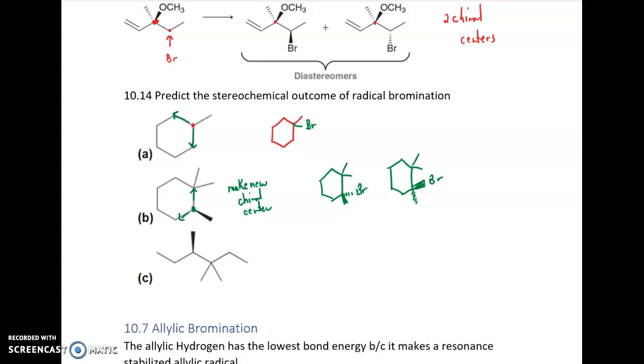and then let's look at the third one. We're going to add to this carbon right here, and we're going to end up making a chiral center again, so we'll have two different forms. And we'll have the methyl group coming toward us, the methyl group going away from us, the bromine going away, the bromine going toward.